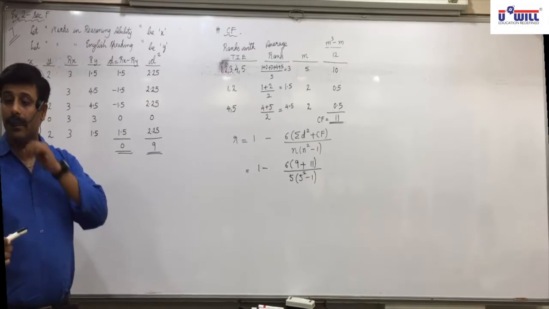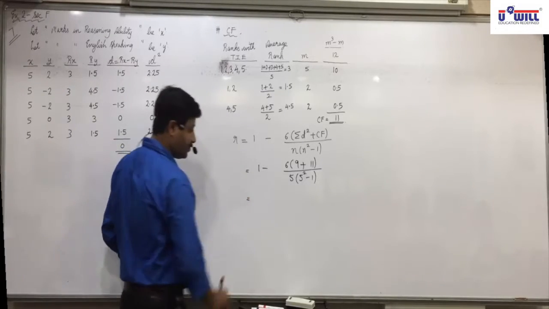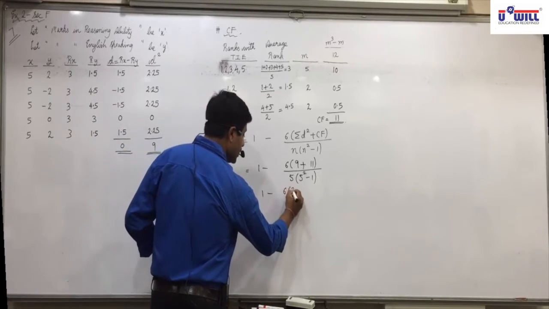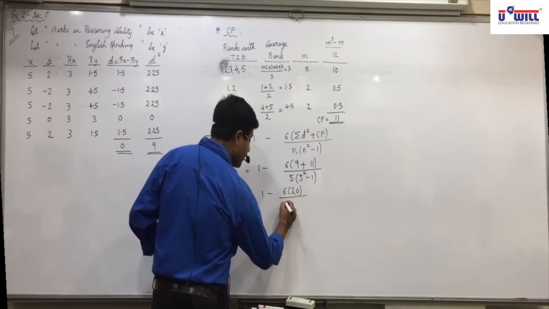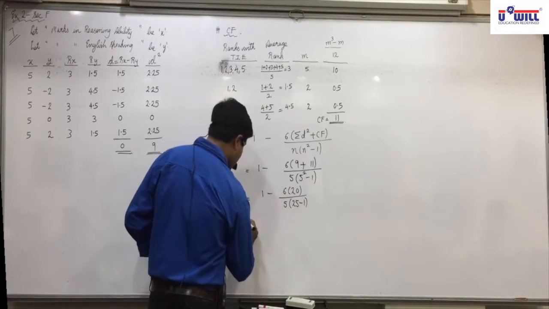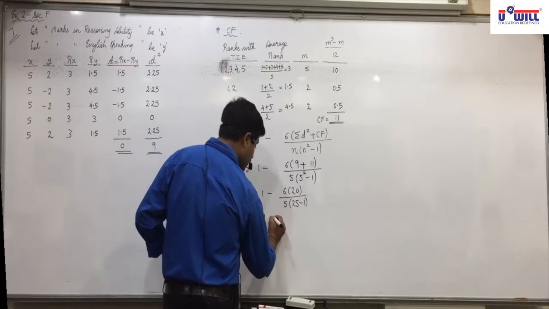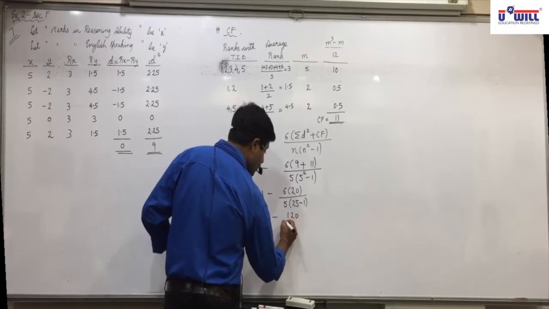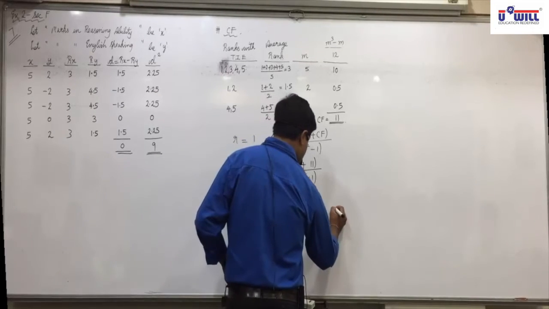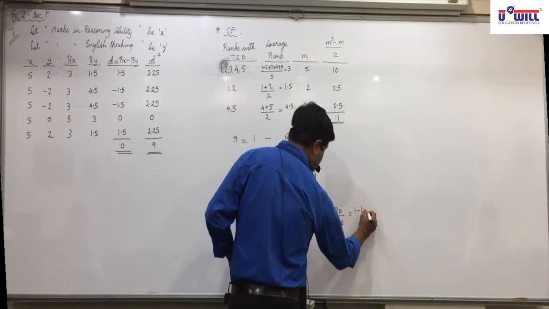Okay. Then Basha. 1 minus 6 into 20, 5 into 25 minus 1. 1 minus 120 upon 5 into 24. That is 1 minus 120 upon 120. 1 minus 1, 0.